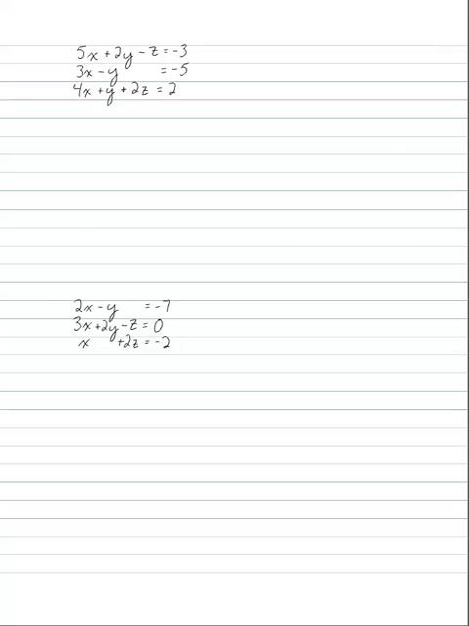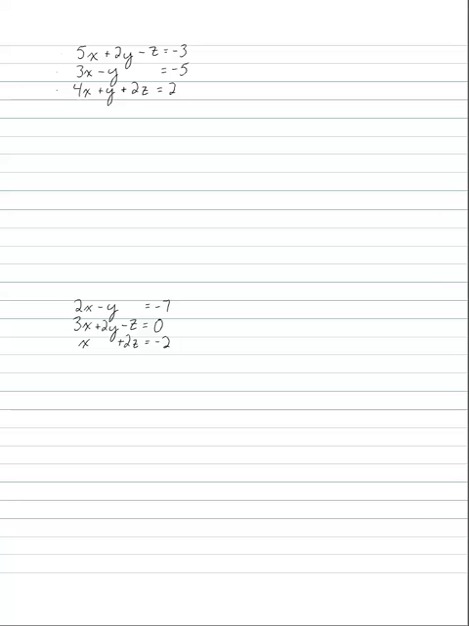Okay, so we're going to continue solving systems with 3 variables and 3 equations. But this time we're going to have a variable or 2 missing. In our first one, we have 5x plus 2y minus z equals negative 3. 3x minus y, I left a huge space because there's no z, equals negative 5. And 4x plus y plus 2z equals 2.